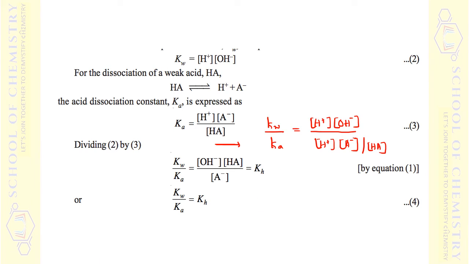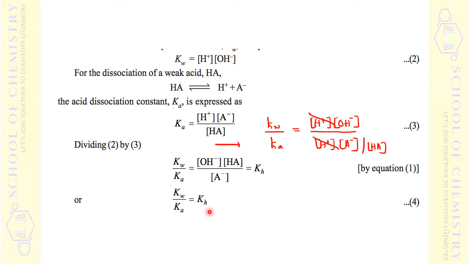So now here clearly we can see that this H plus and this H plus can be cancelled. So what remains is that this HA comes to numerator. Therefore HA into OH minus divided by A minus, this is what remains with us. That is nothing but KH. Therefore Kw by Ka will be equal to KH.